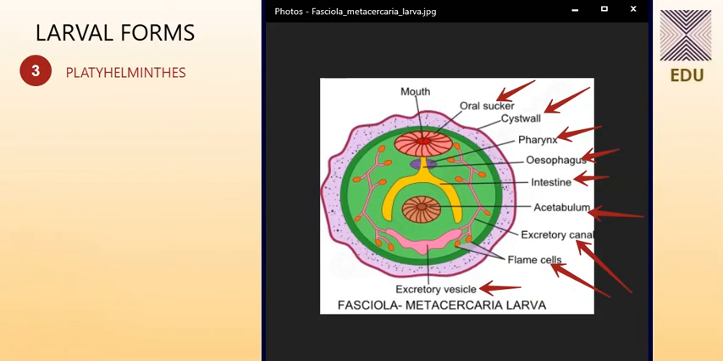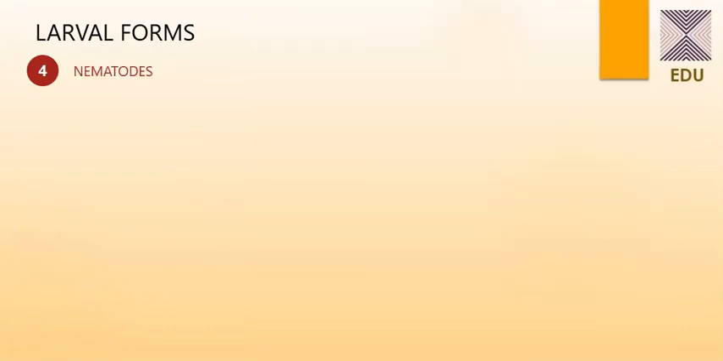Now students, after Platyhelminthes, we are with the nematodes. These are the roundworms, and they are also called the Aschelminthes group. In this particular group of animals, the nematodes, we have got 2 major larval forms.